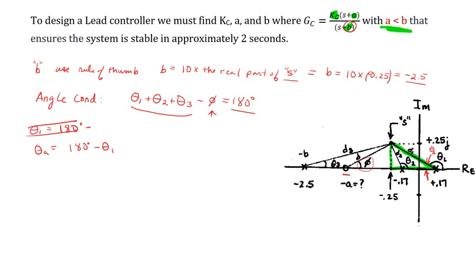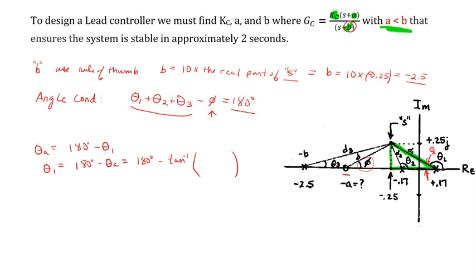So we can rewrite that so that theta 1 is equal to 180 degrees minus theta A. Given that, we can calculate theta A, and that will give us theta 1. So this becomes 180 degrees minus theta 1. So that's the inverse tangent.